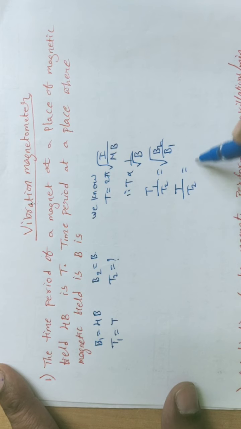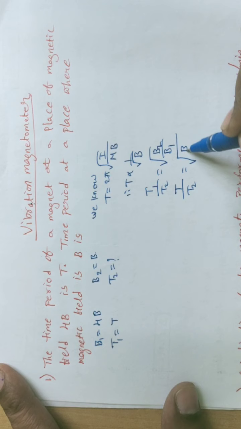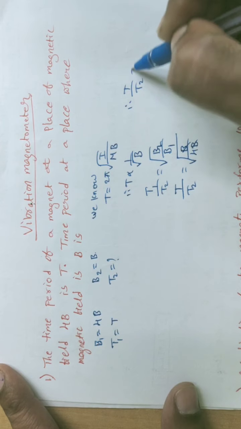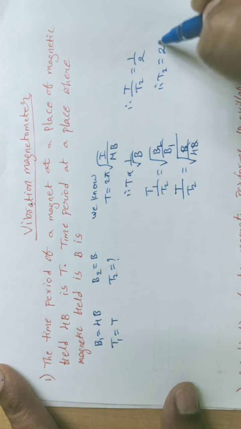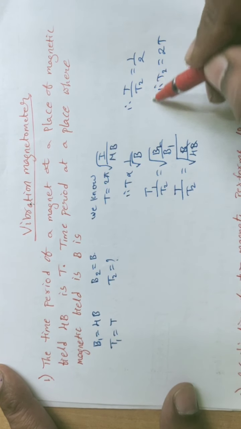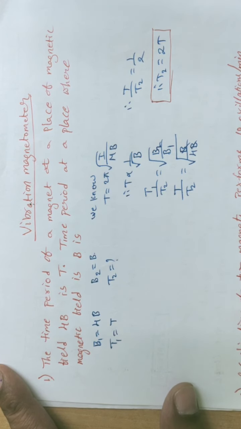T1 value is already given, T2 we want to calculate, into root over B2 by B1. The B2 value is 4B, so B and B cancel. Therefore, we get T by T2 is equal to 1 by 2. So T2, or the new time period, is 2T. Okay students, this is the result for us.